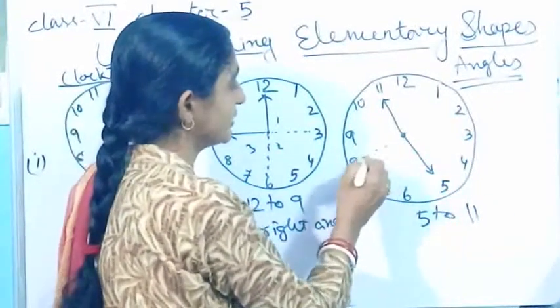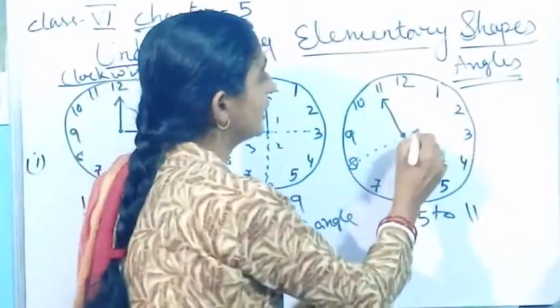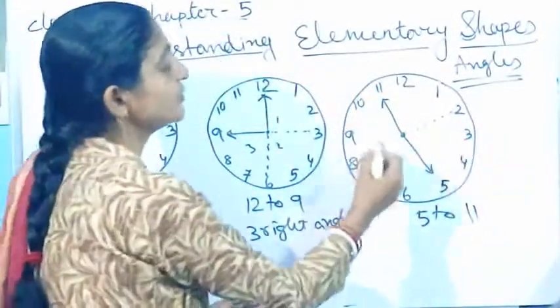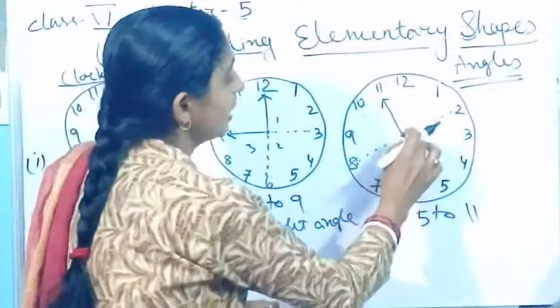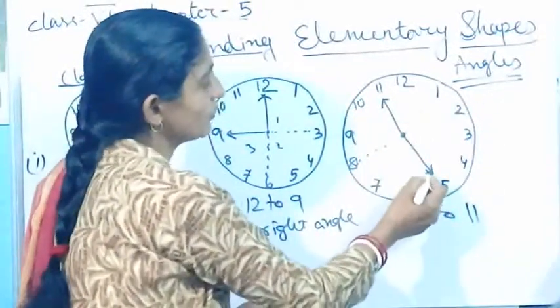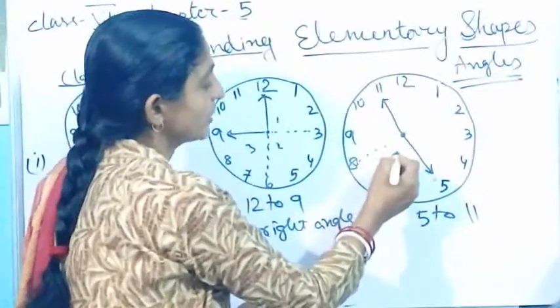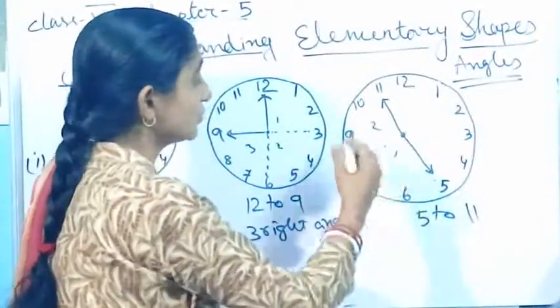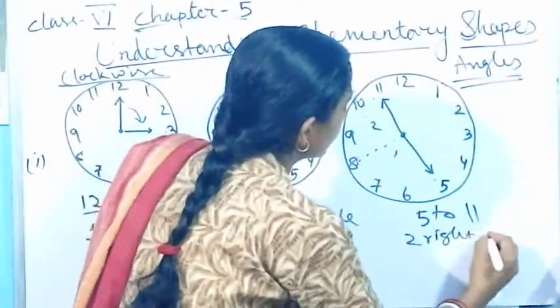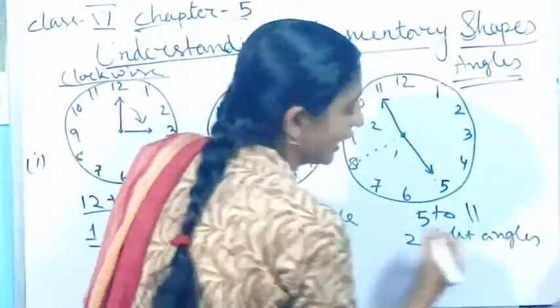Okay, let's divide this one. Here, if I am dividing this by 4 right angles, these are the divisions we will get. Here you can see I don't need that part. I need only this part because I am going from 5 to 11. So here you are getting 1 and 2. So we can say in this case you have completed 2 right angles.